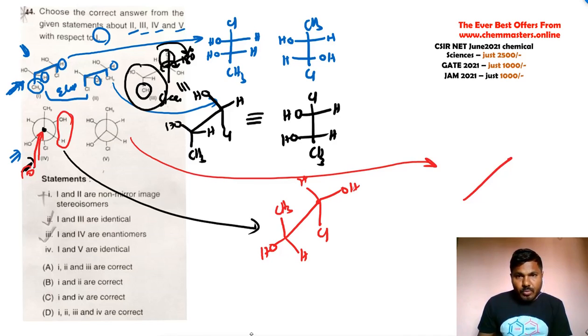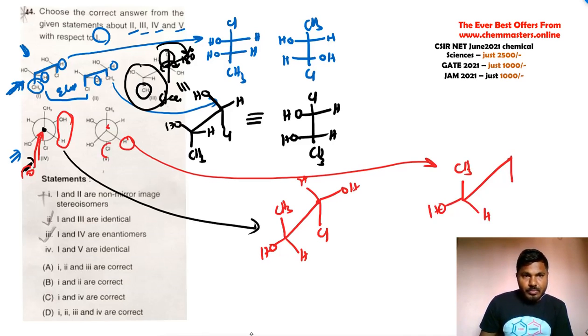Here on the first carbon we have a methyl group and hydrogen. So here is the OH. Now the bottom group is chlorine here. Now here is the hydrogen and here is the OH. So these are the sawhorse projections of the given Newman projections.